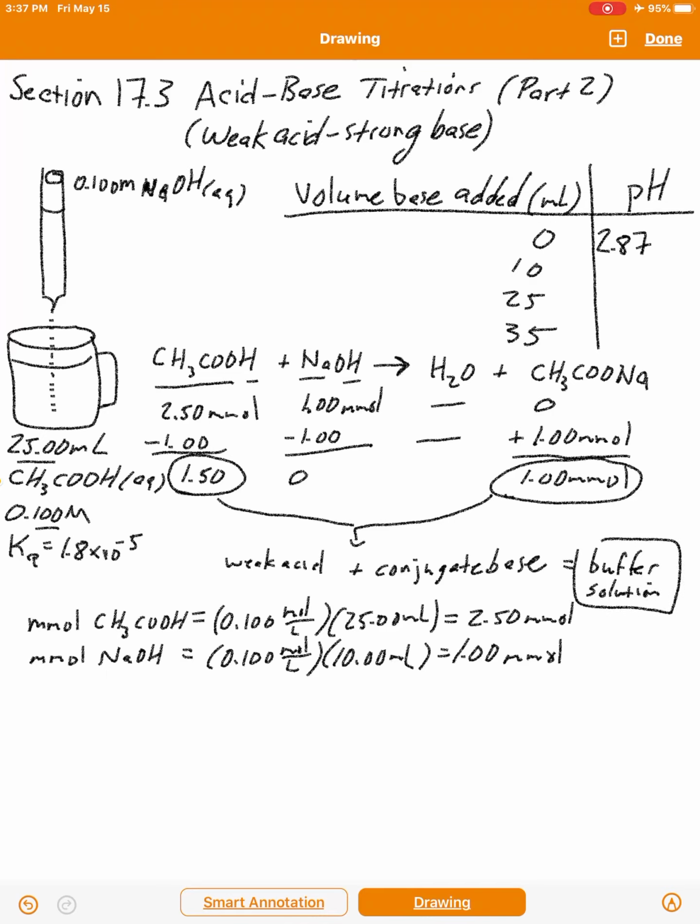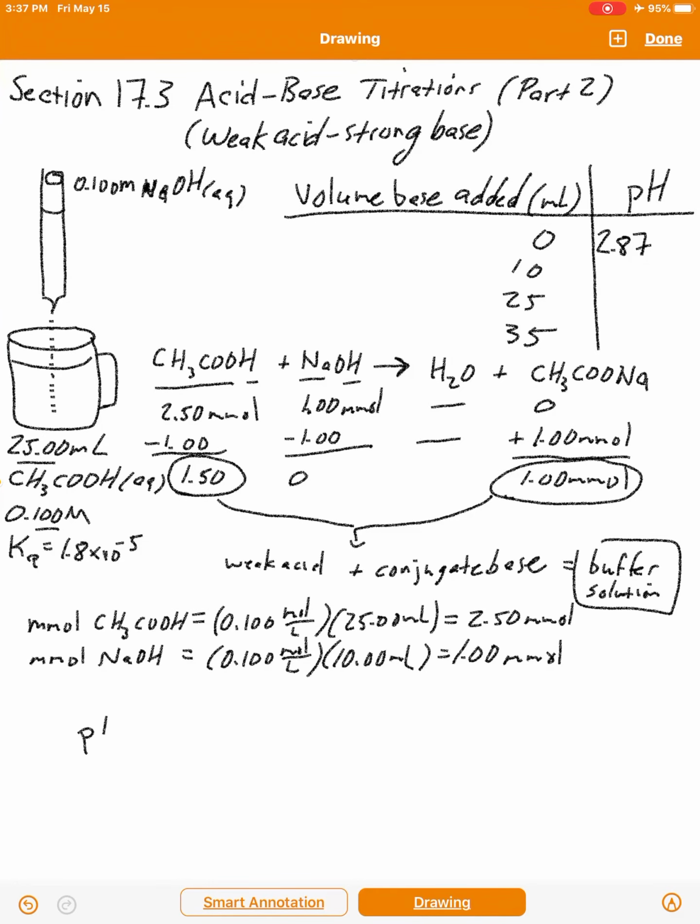And we said that if we wanted to calculate the pH of a buffer, we would use the Henderson-Hasselbalch equation, where the pH is equal to the pKa plus the log of the ratio of the concentration of the conjugate base. Now, sodium is not part of the conjugate base, but the product is sodium acetate, so we'll go ahead and write the whole formula in there, divided by the concentration of the weak acid. So if we can figure out those three values, we'll have the pH.